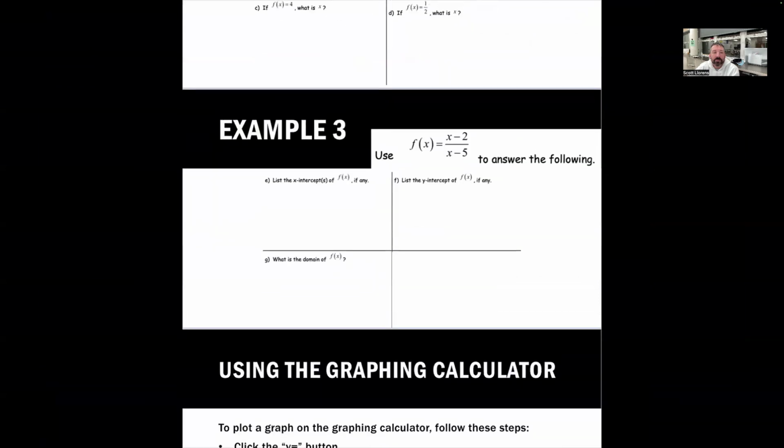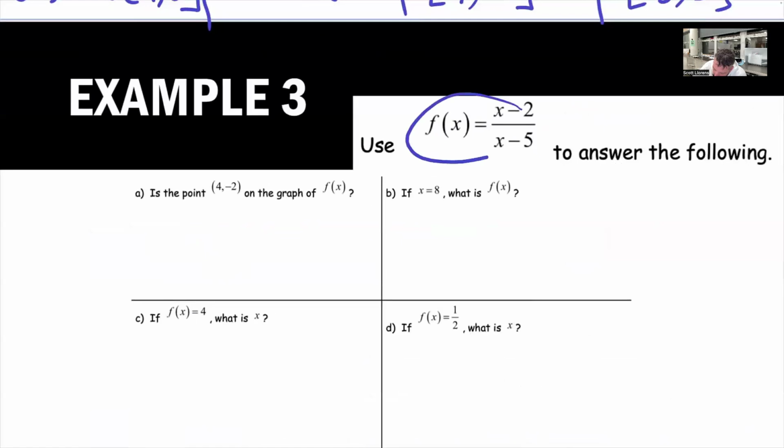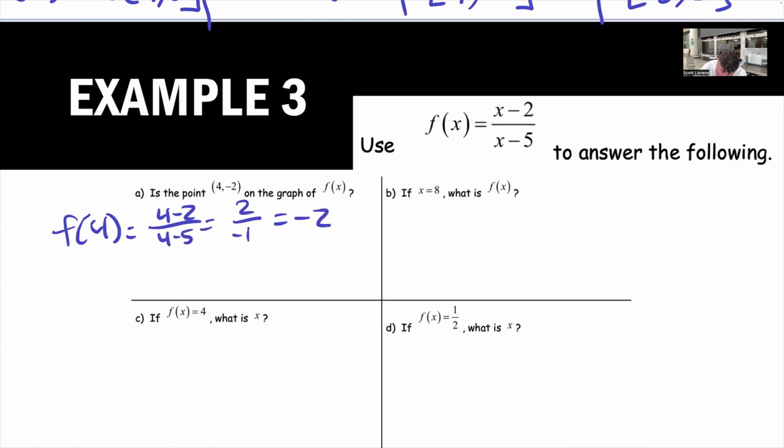All right, on to example 3, which covers a couple slides here. Now we're dealing with an equation. They ask us, is (4, -2) on this graph? Well, simple. Plug in 4 and see what you get. f of 4 equals 4 minus 2 over 4 minus 5, which would be 2 over -1, which would be -2. So yes, when 4 goes in, -2 goes out. So yes, this is a point on the graph.